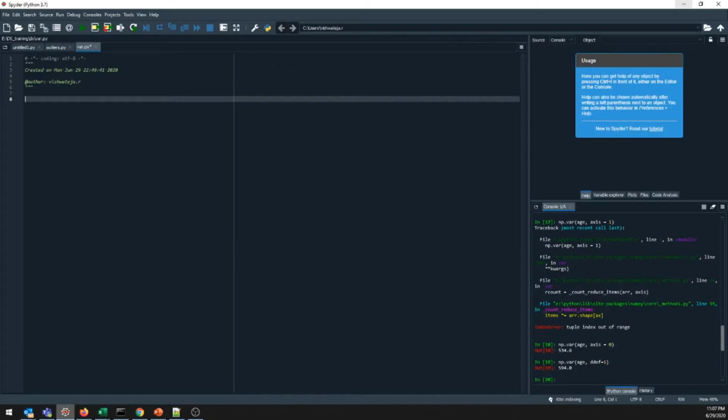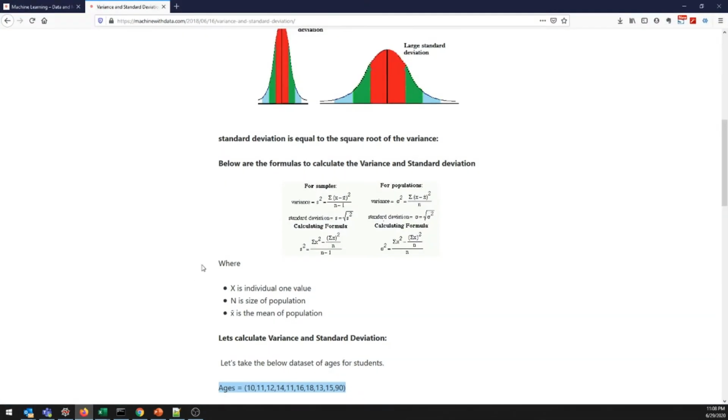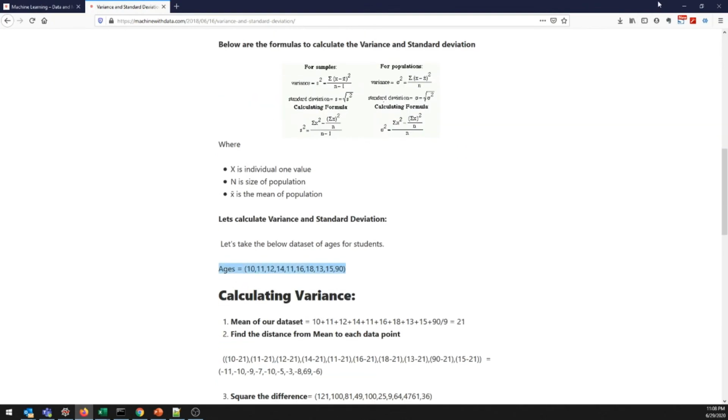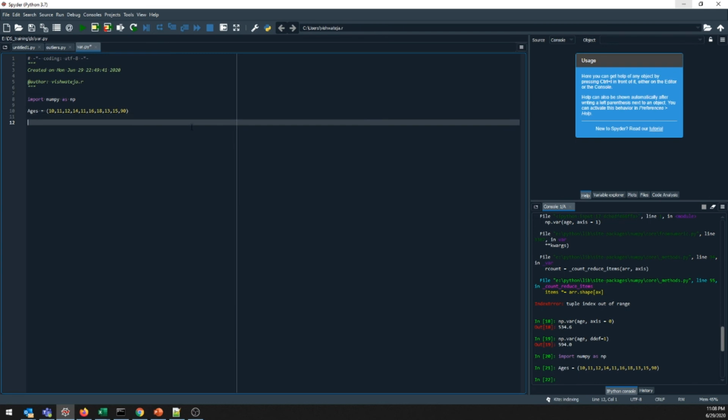We'll also quickly see how to calculate it in Python. We have a very famous package called NumPy, which we are importing. I must have ages somewhere here. Yes, let me copy this and paste it here. Now let me convert this list, a tuple, into a NumPy array: np.array of ages.